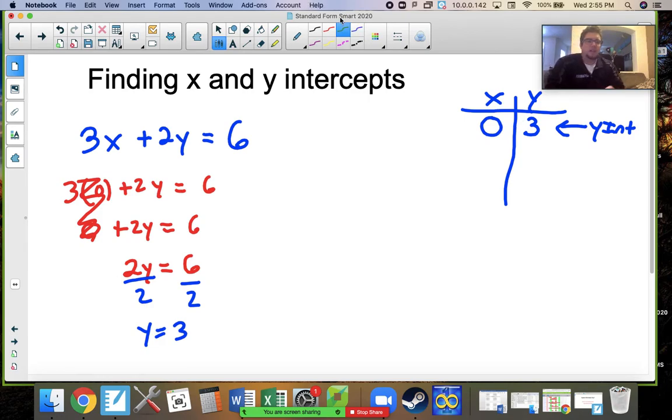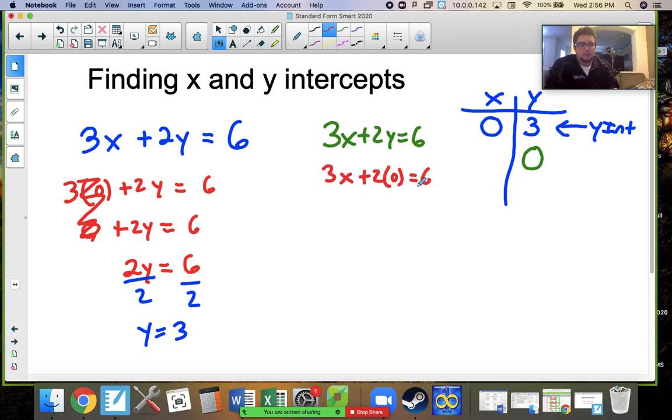In order to graph any line, I need 2 points, so I need to do this process again. I could plug in 1, I could plug in 2, I could plug in 3, I could plug in any number I want for x, but actually the easiest thing to do is to plug 0 in again, but this time in for the letter y. So I take that same equation, 3x plus 2y equals 6, but this time I'm going to plug 0 in for y. That gives me 3x plus 0 equals 6. So really it's just 3x equals 6.